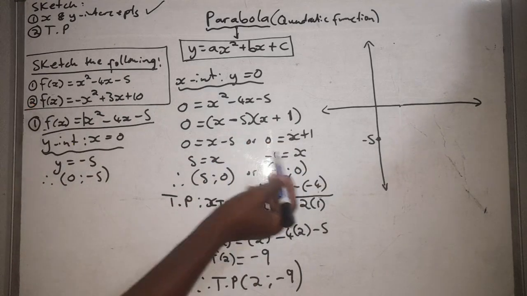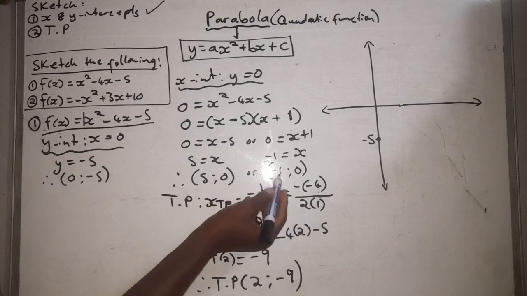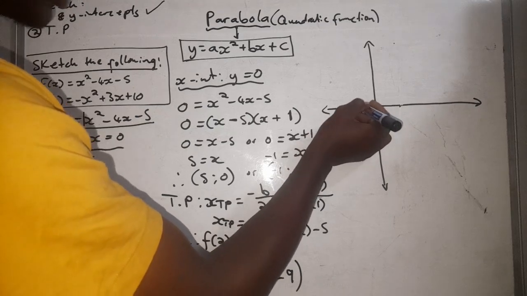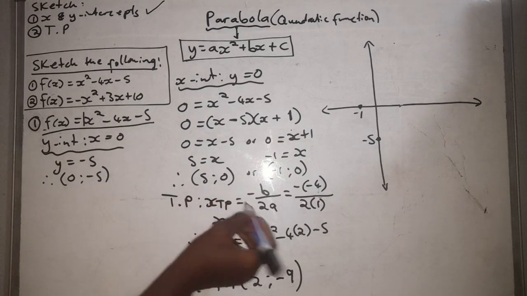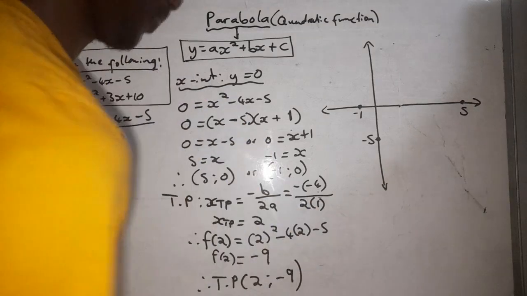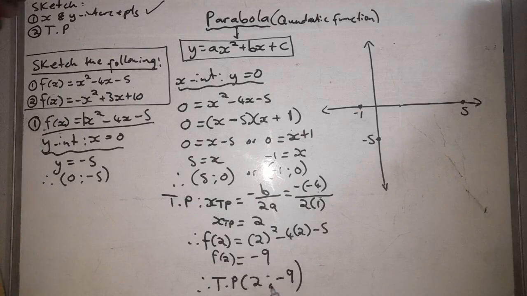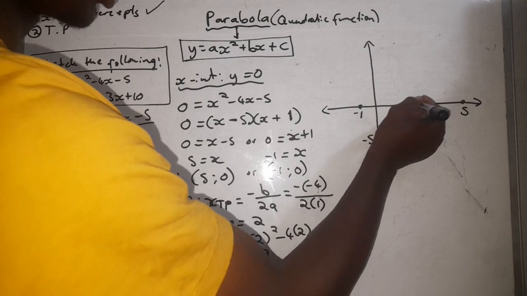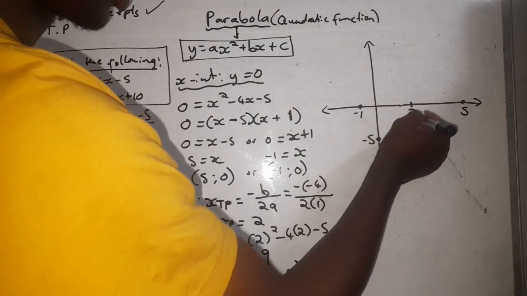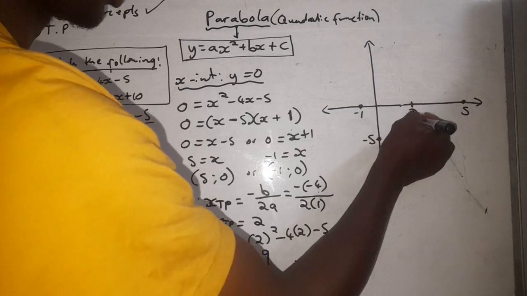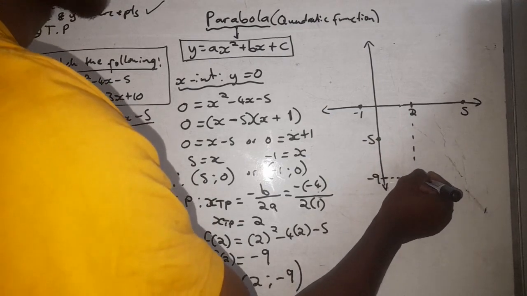Then the x-intercept, there is minus 1, which I'm going to plot over here, and the point is going to be here. Then there is 5, which can be here. It's 5, the point is going to be there. And lastly, the turning point at 2 for x and minus 9 for y. So this is 1, 2 over here, and it's 2 meeting up with negative 9 somewhere here. So where they meet is the turning point of our graph.